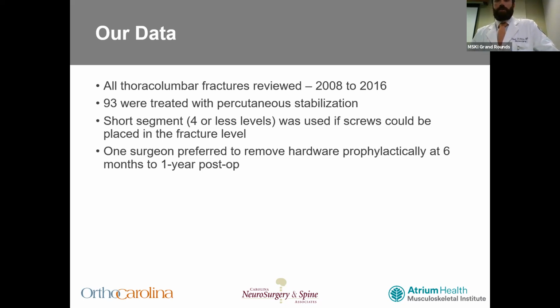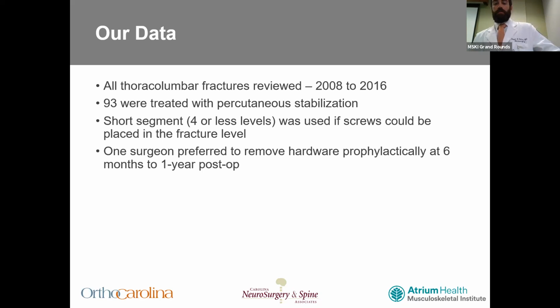And so the first group that we looked at were patients treated between 2008 and 2016, and there were 93 that we found that were treated with percutaneous stabilization. They were primarily treated with a short segment, so 3 or 4 levels, and that was only used if screws could be placed into the fracture level. If we couldn't get a screw into the fracture level, then we would use 5 or more levels.